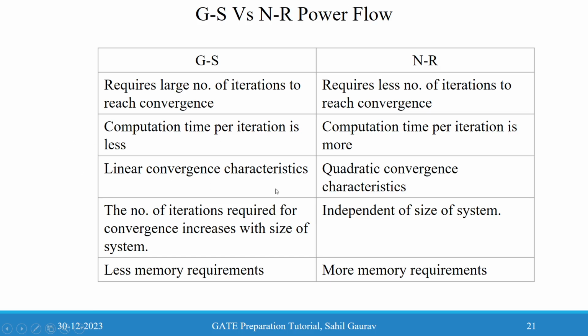Gauss-Seidel has linear convergence characteristics, whereas Newton-Raphson has quadratic convergence characteristics. In Gauss-Seidel, the number of iterations required for convergence increases with the size of the system, whereas Newton-Raphson is independent of the size of the system. This is one of the big advantages of the Newton-Raphson method. Gauss-Seidel requires less memory, whereas Newton-Raphson requires more memory, because Newton-Raphson has more computation per iteration, whereas Gauss-Seidel has less computational time per iteration.